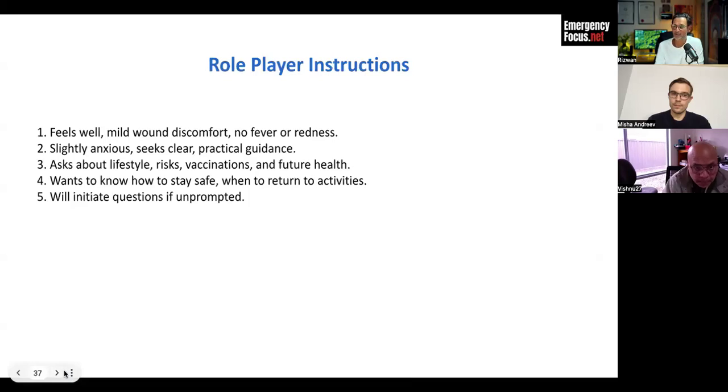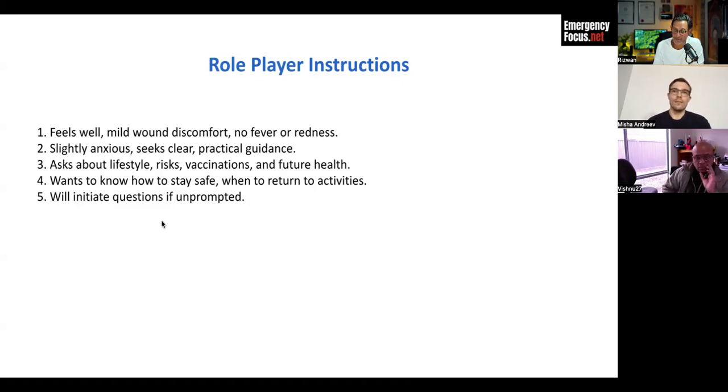Okay, so role player, what would the role player be? This patient is not sick. This patient is only in the post-operative period. So he will say, look, I'm just feeling generally well. There's obviously some pain related to the operation at the operation site. However, I'm not unwell with any fever. There's no redness in the wound which would make you think that there's early cellulitis.